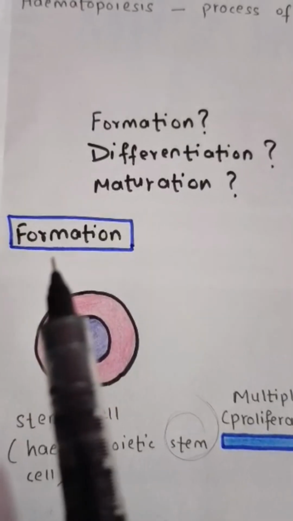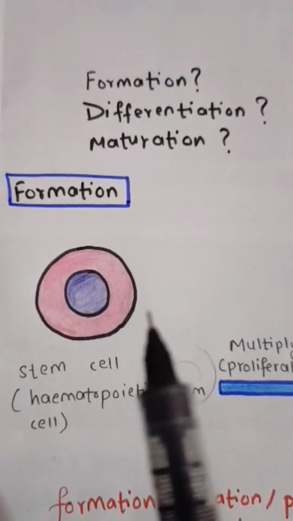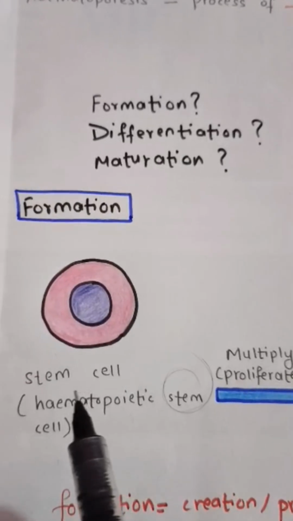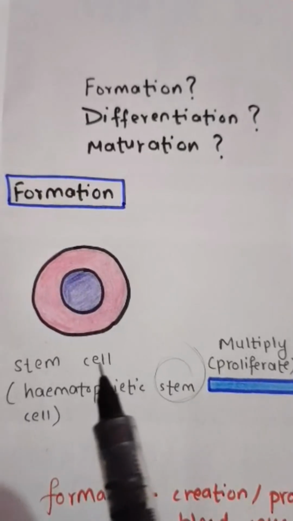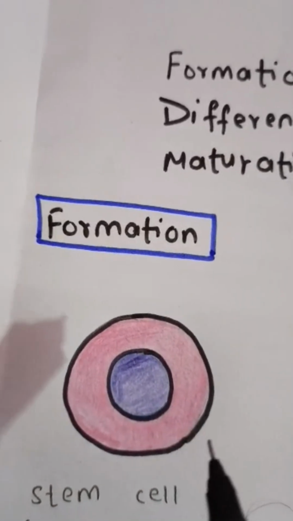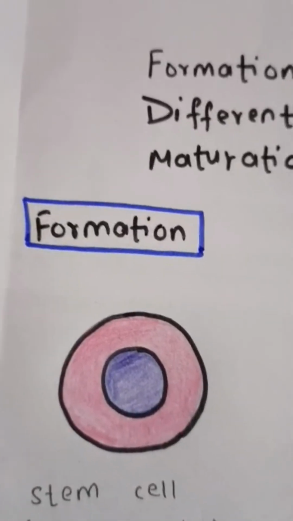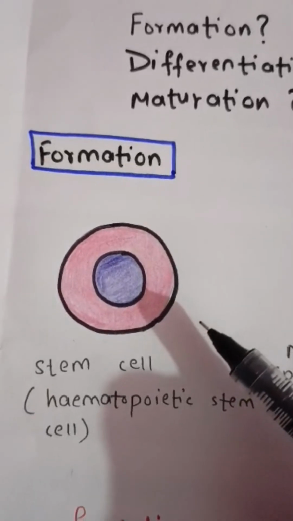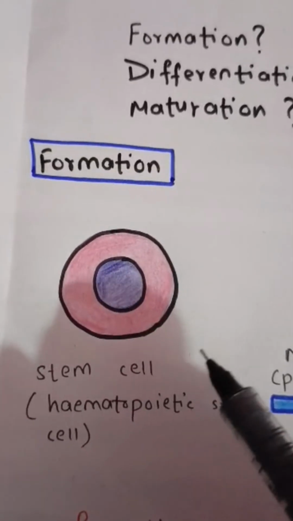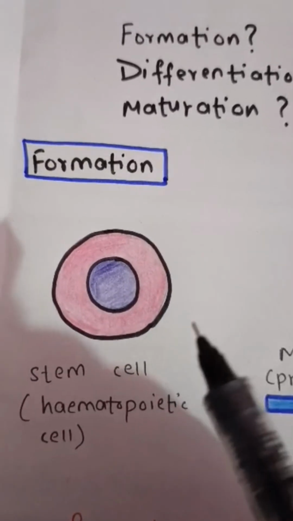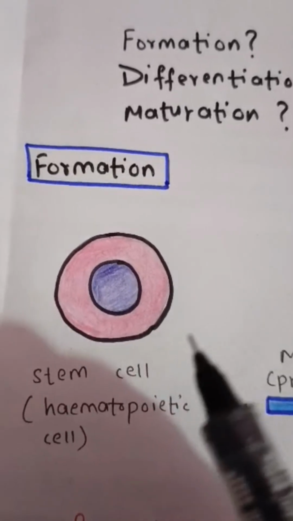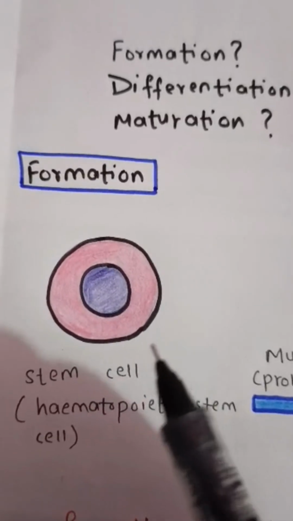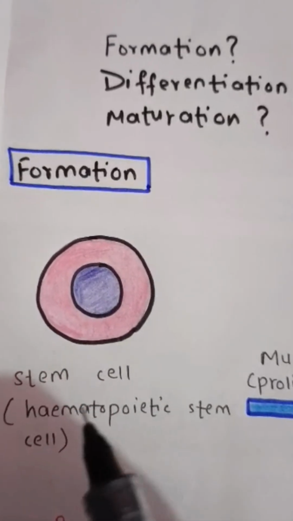So let's start from formation. In this picture, we can see a cell, and this cell is a stem cell. Okay, so let's be familiar with the stem cell. What is a stem cell? A stem cell is any cell which has not been differentiated into other cells. It is the cell of origin. This cell can form different types of cells. At this moment, we do not know which cell it will become. So the cell of origin, whose lineage we do not know, is called a stem cell.